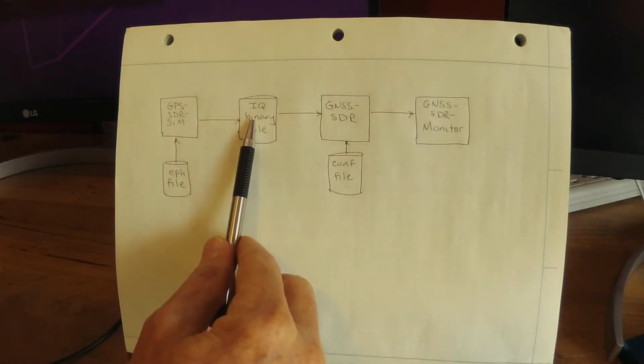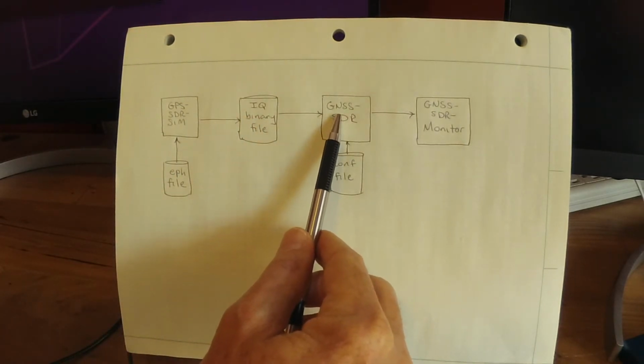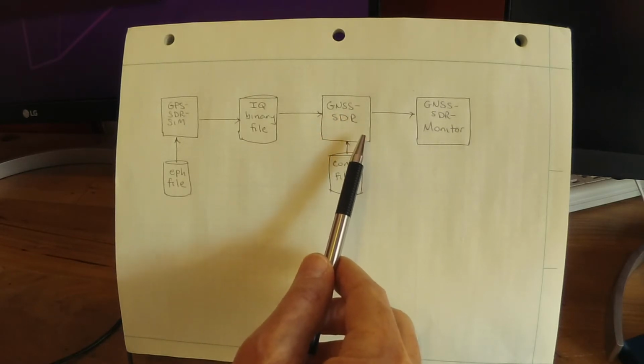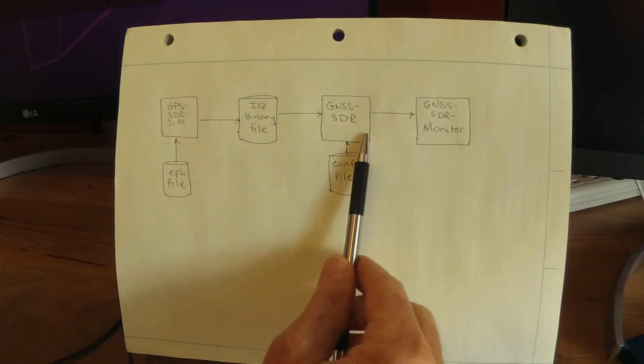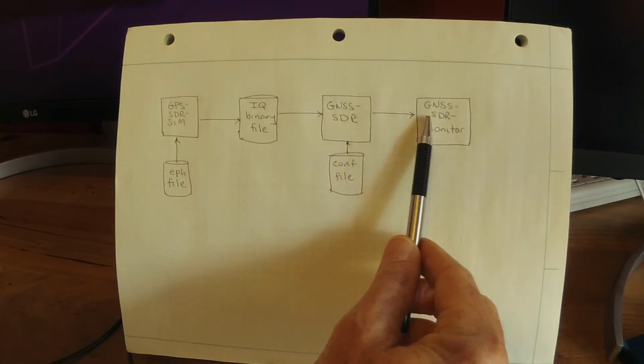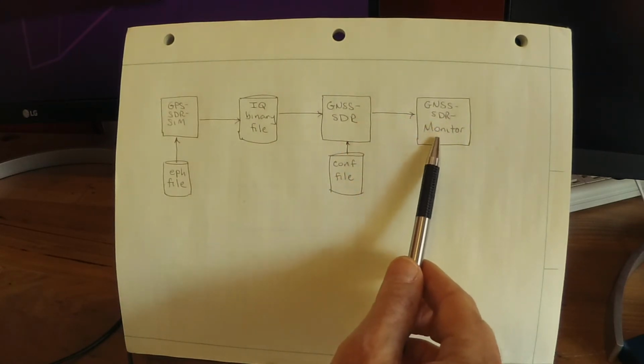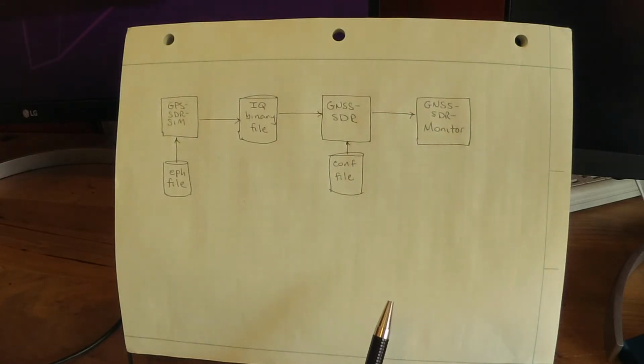That IQ binary data is going to be then fed into GNSS-SDR. And then using a configuration file, we're going to run that and send data over to the GNSS-SDR monitor to display it and see what our results look like.